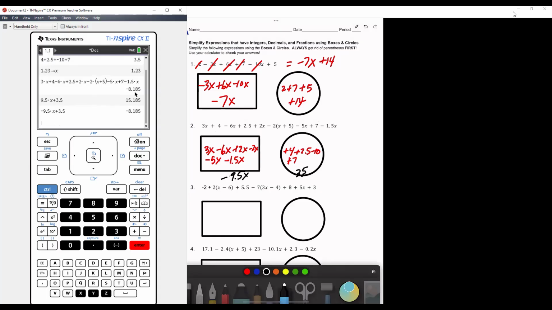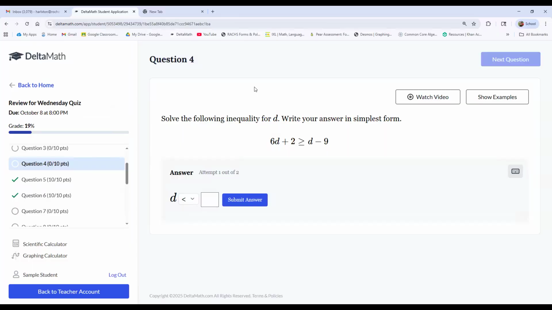All right, now I'm going to do 2 questions from the Delta Math assignment, and then I'm going to post this. I'm going to use boxes and circles to do it. I'm going to show you boxes and circles in action.